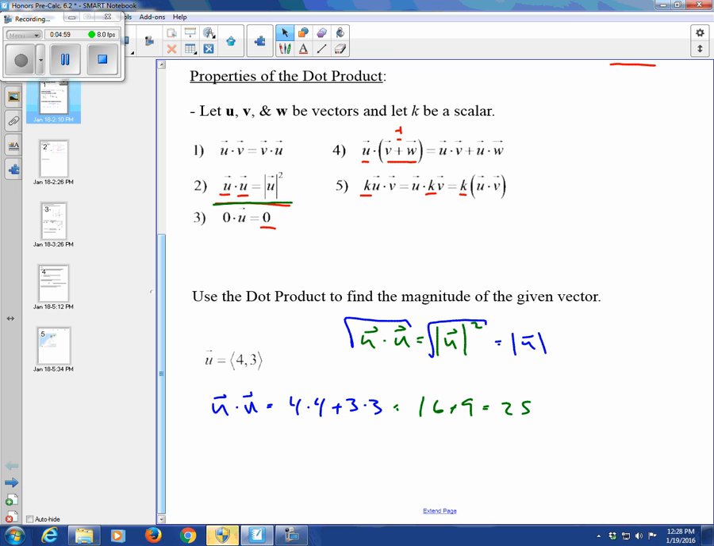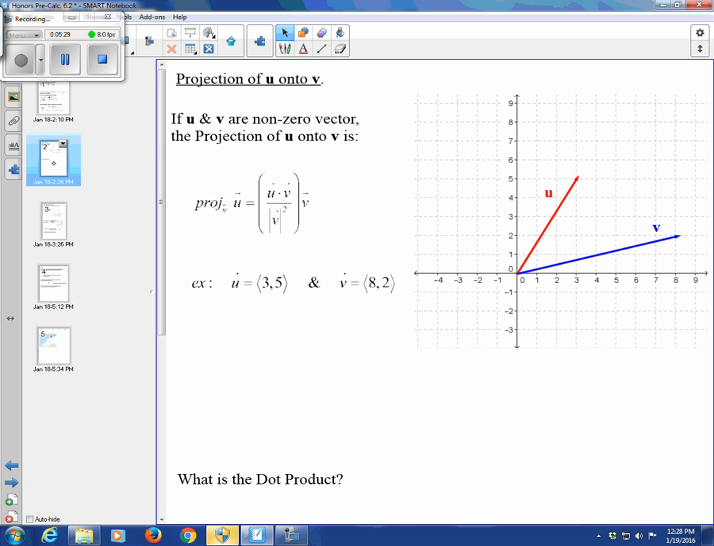Now right here, taking the square root of the dot product of a vector with itself is going to give us the magnitude of u as 5. So we can use the dot product to determine magnitude in that way, but in some senses, if we have the horizontal and vertical components, then it's really the same thing as just finding the magnitude itself.